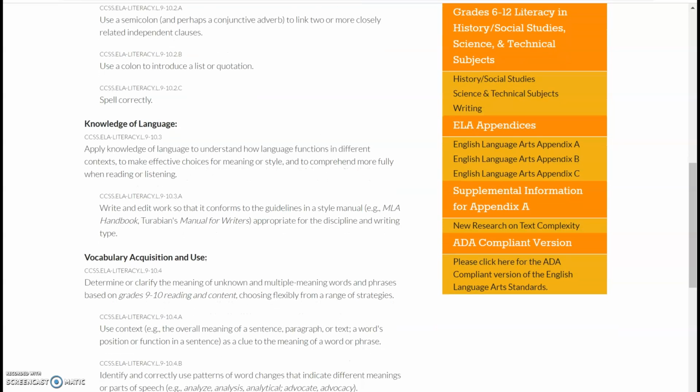I also think right here is really helpful. Write and edit work so that it conforms to the guidelines in a style manual, especially MLA. No matter what kind of career field you go into as you're in college, they're going to have a specific style manual. So having students get in the habit of the technology behind that too is really helpful.